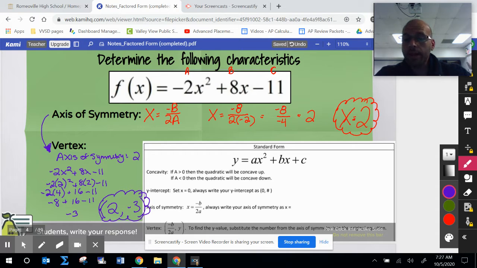Okay, please pause, rewind. Make sure you understand how to find the vertex of a quadratic in standard form.